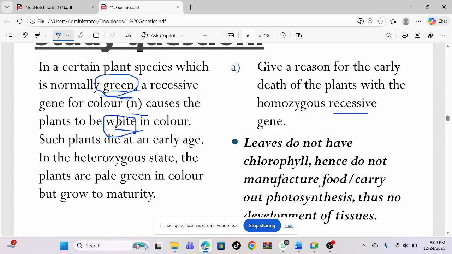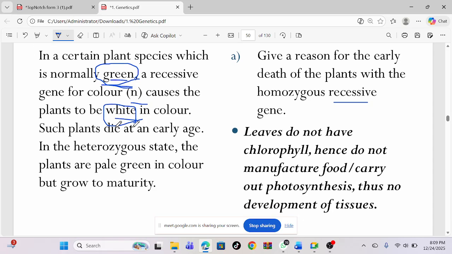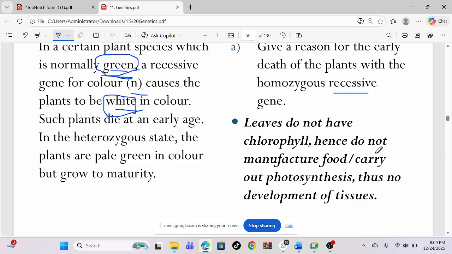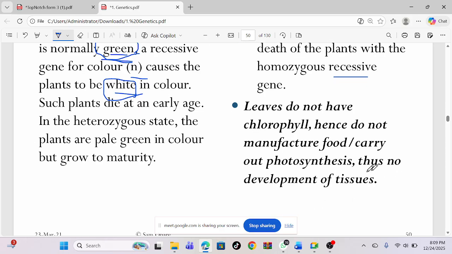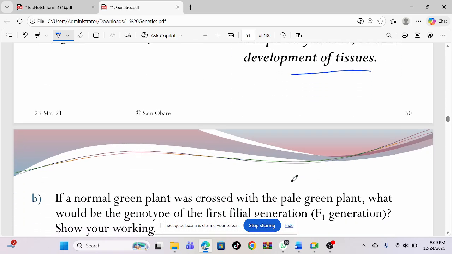So what does the plant lack? It lacks the chlorophyll, which is the green matter. So the leaf does not have the chlorophyll, does not manufacture the food or carry out photosynthesis. There's no development of the tissue. And this brings what? Death.